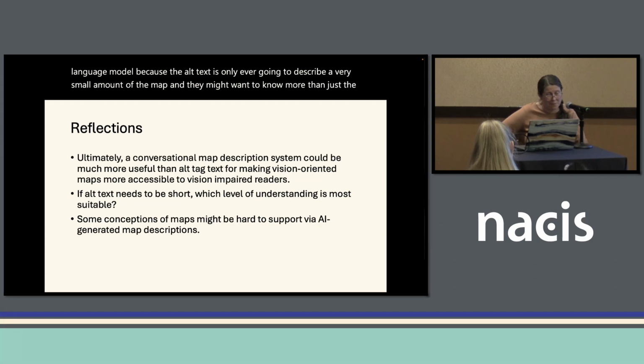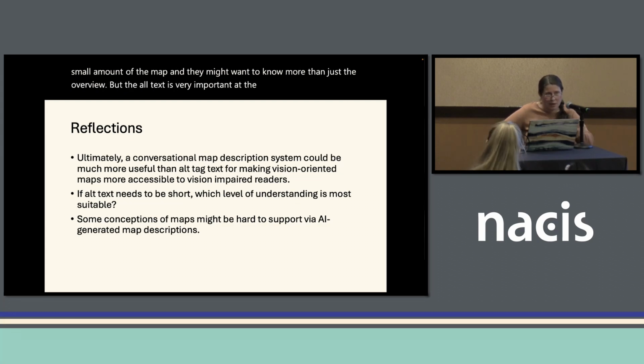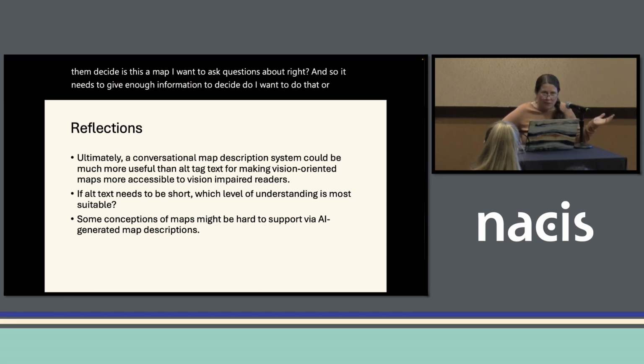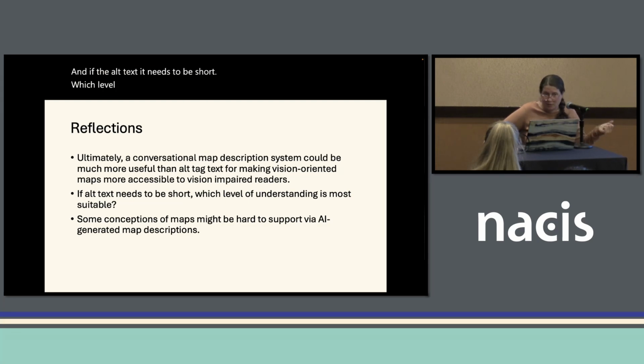But the alt text is very important at the moment because it helps them decide, is this a map I want to ask questions about, right? And so it needs to give enough information to decide, do I want to do that or not? And if the alt text needs to be short, which level of understanding is most suitable?